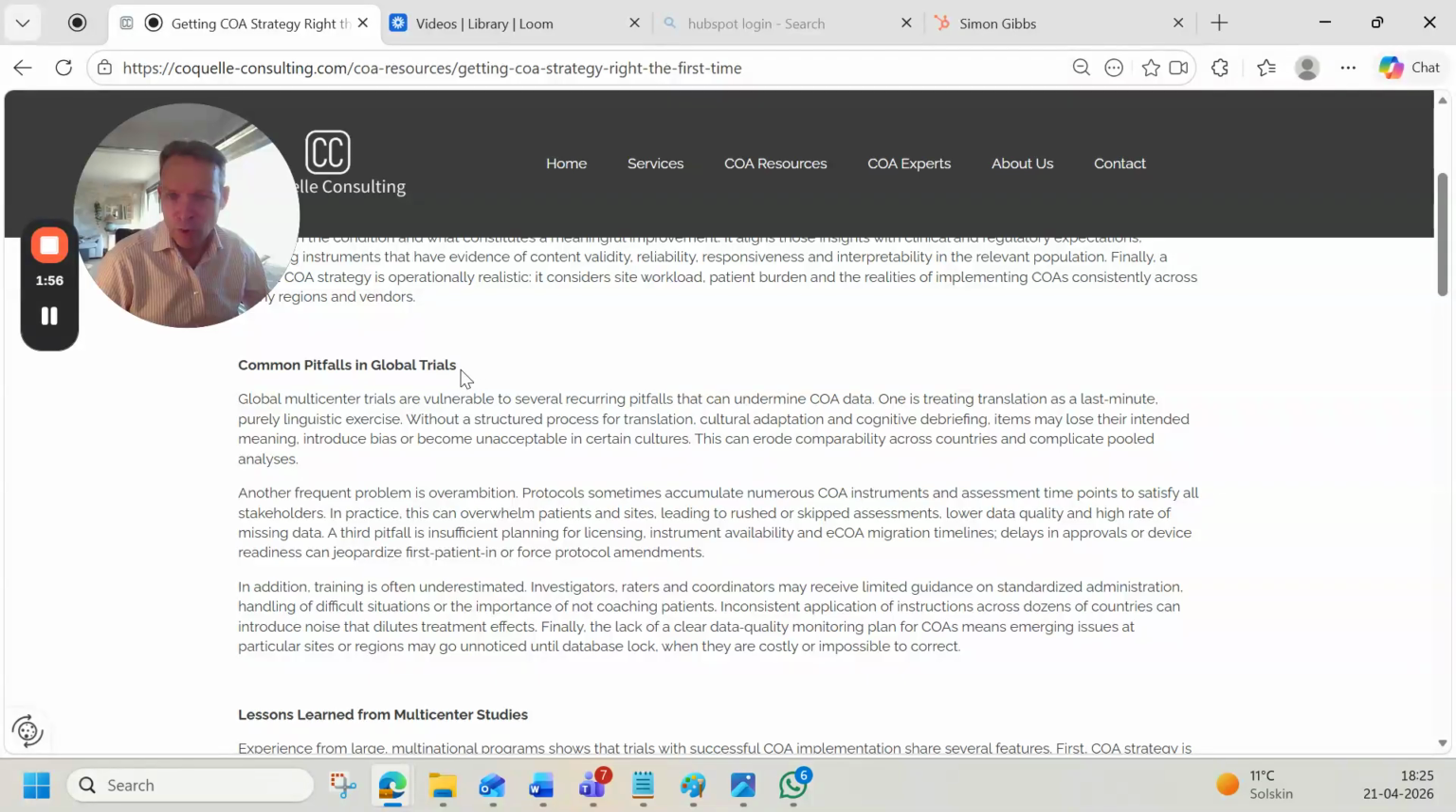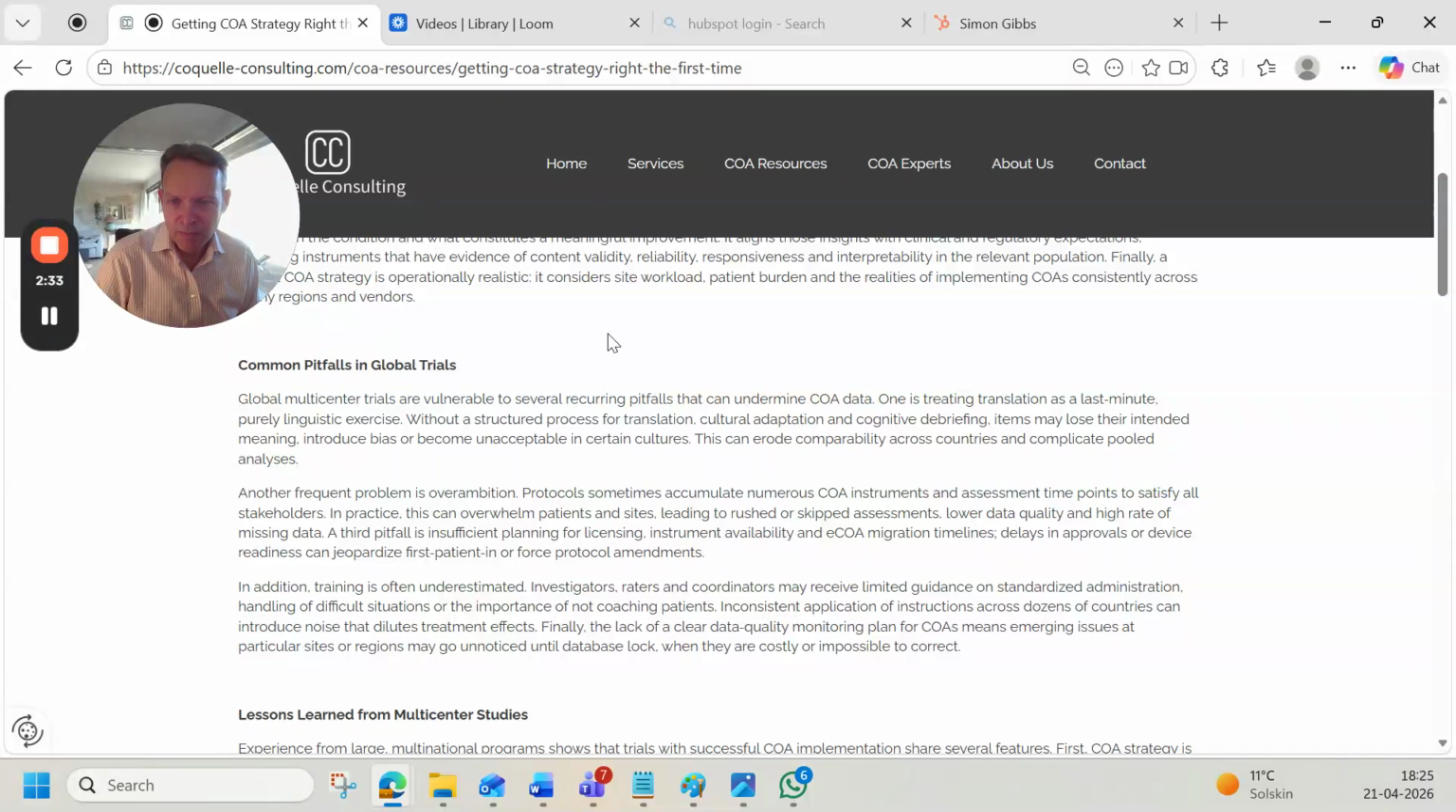Common pitfalls in global trials. Global multi-center trials are vulnerable to several recurring pitfalls that can undermine COA data. One is treating translation as a last-minute, purely linguistic exercise. Without a structured process for translation, cultural adaptation, and cognitive debriefing, items may lose their intended meaning, introducing bias or become unacceptable in certain cultures. This can erode comparability across countries and complicate pooled analysis.